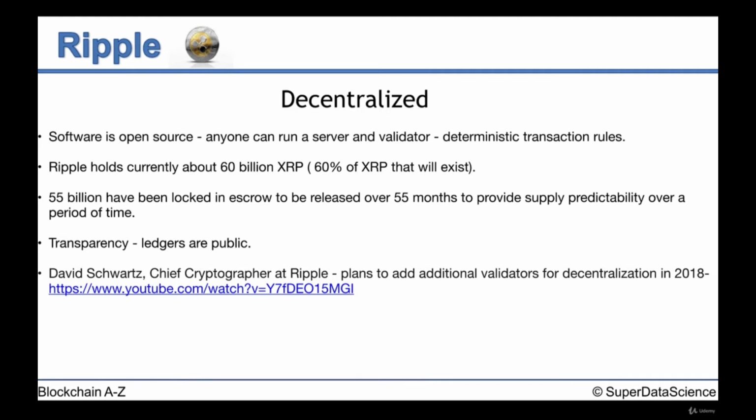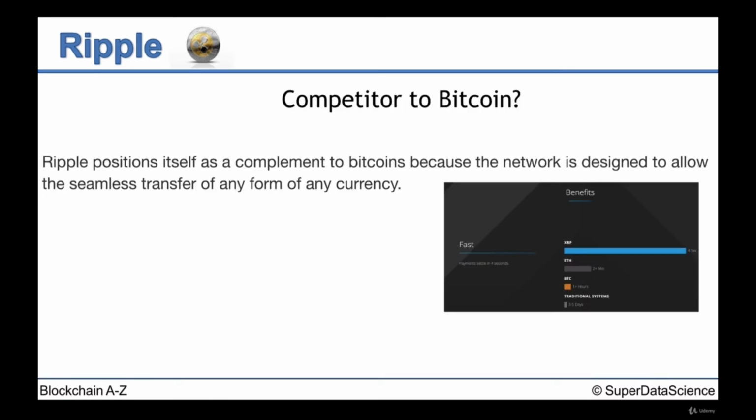The ledgers are public, adding increased transparency, and David Schwartz, who is the chief cryptographer at Ripple, mentioned that through 2018, the company plans to focus on adding additional validators for decentralization. And you may be wondering how Ripple compares to Bitcoin or how Ripple sees themselves, but Ripple has actually positioned itself as a complement to Bitcoin because you can use it for any currency. Remember we talked about earlier the currencies, commodities, you can exchange Ripple for any type of currency.